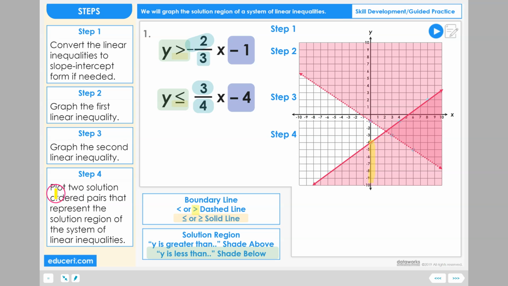Step 4. Plot two solution ordered pairs that represent the solution region of the system of linear inequalities. I selected positive 8, negative 3, and positive 9, positive 1. Positive 8, negative 3, and positive 9, positive 1 are two solutions that represent the solution region of the system of linear inequalities. How did we graph the solution of linear inequalities?